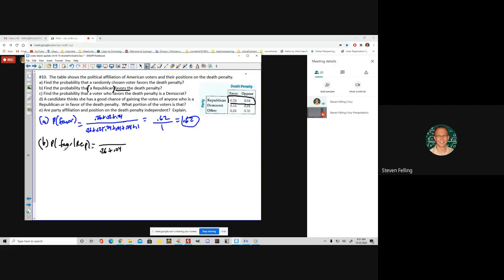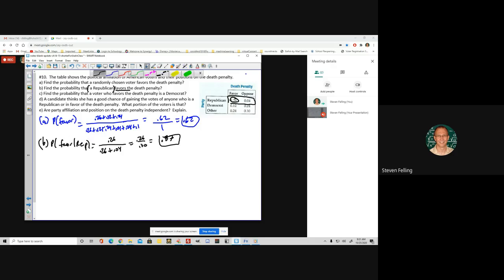But then we're going to be saying how many people favor. So within that, the 0.26 out of that. So 0.26 out of 0.30, right? So 0.26 divided by 0.3 turns out to be 0.87. So there's an 87% chance that given you're a Republican, you favor the death penalty.